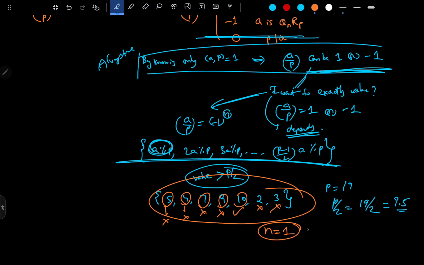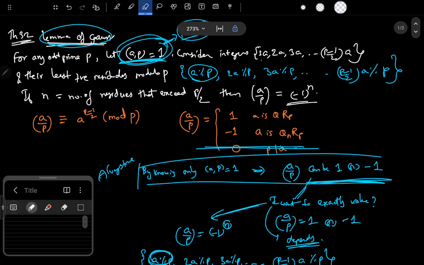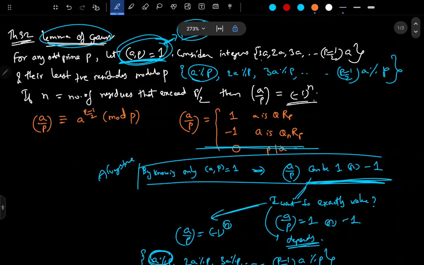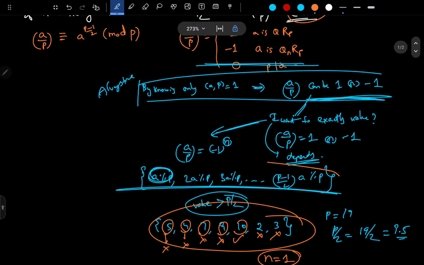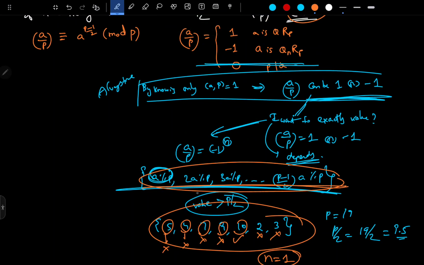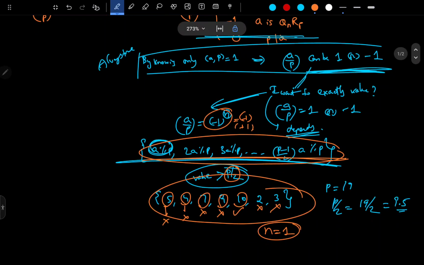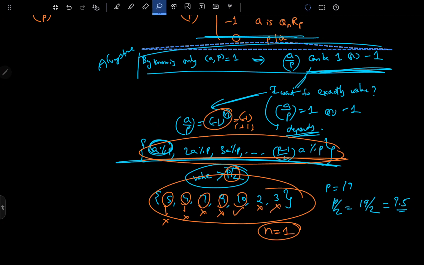So this is basic common sense. This is how you have to understand. If you see it at the beginning it will look like a monster, but it is not. So consider this set, count the values which are above p by 2, that is the value of n. So substitute here, then you will get the exact value, whether it can be minus 1 or plus 1. This is how you have to think. This is application-wise only. So I will remove this.